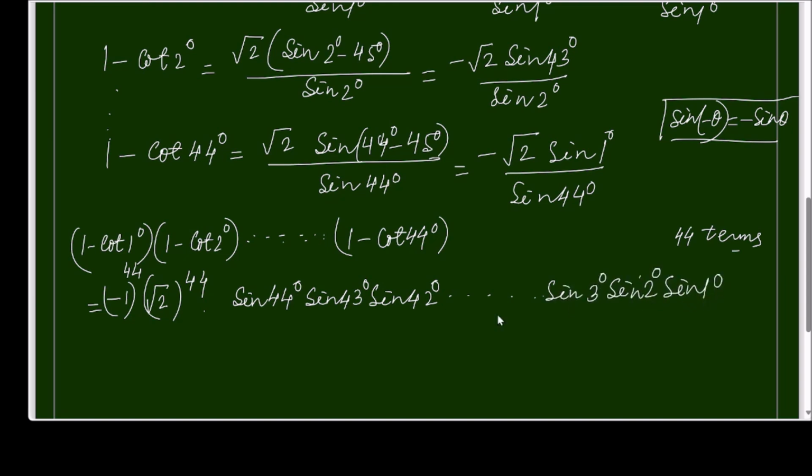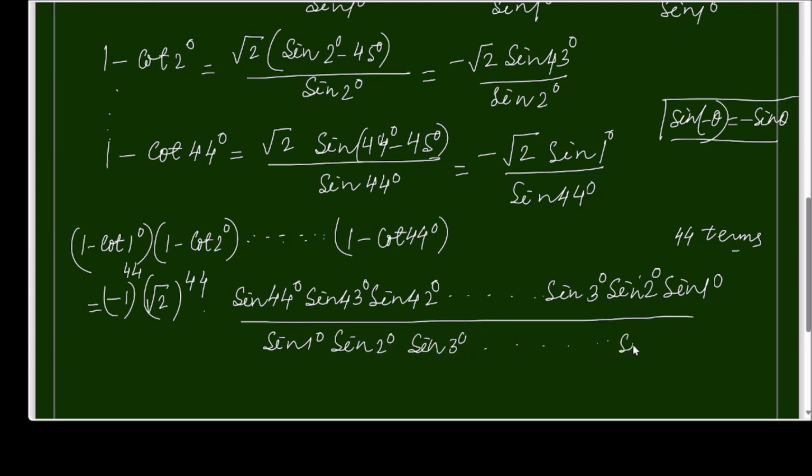And what about this denominator? Denominator is, first we started from sine 1 degree, next sine 2 degree, sine 3 degree, and last will be sine 44 degree. So we are getting a very interesting result now. The numerator is same as the denominator, so we can cancel all the things. It will become 1.